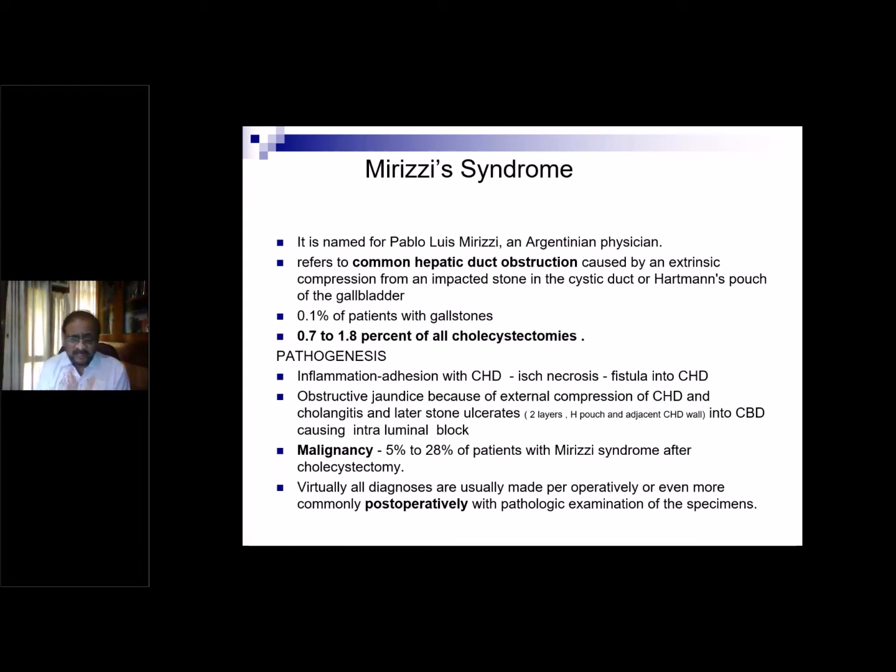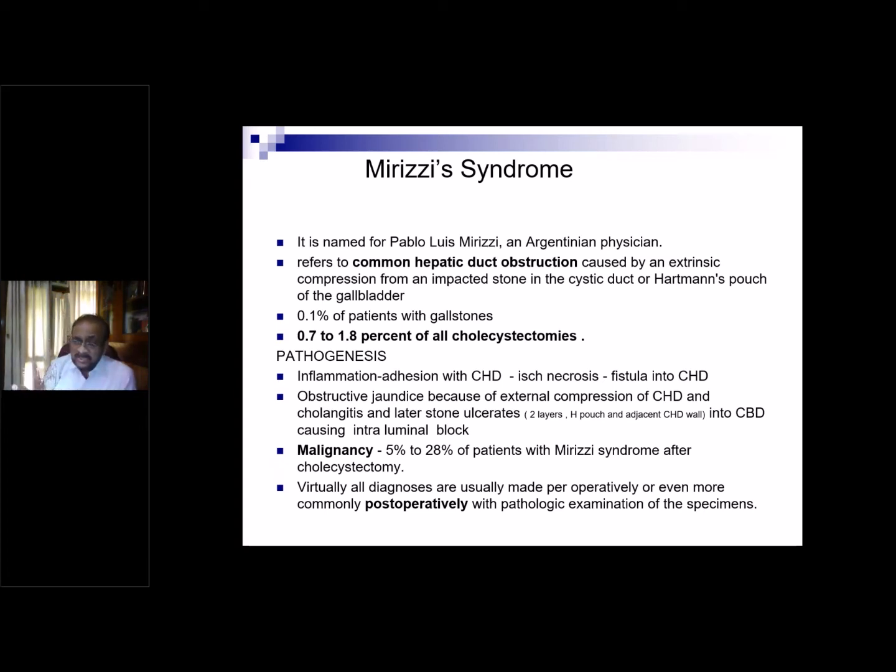First is the inflammation and adhesions between the CHD, that's the common hepatic duct, and the Hartmann's pouch and the cystic duct area. Now what happens? Because of the pressure of the stone which is there in the Hartmann's pouch, pressure falls on the inflamed wall of the gallbladder and the inflamed wall of the CHD. Now what happens? Ischemic necrosis. The stone tries to burrow from the Hartmann's pouch into the CHD.